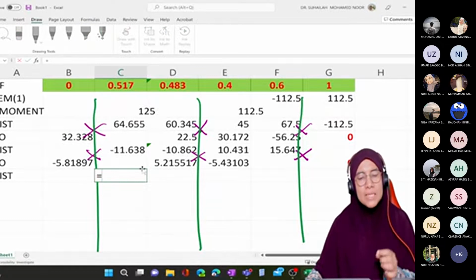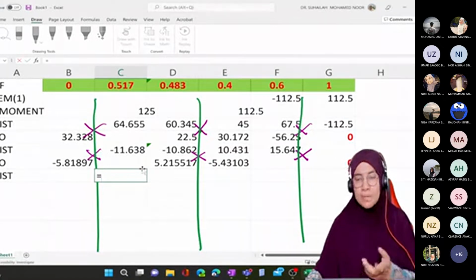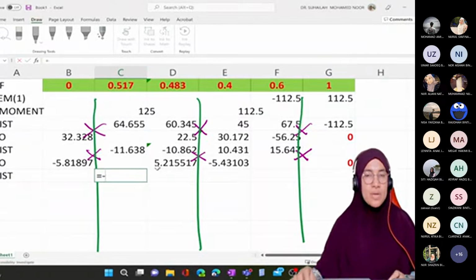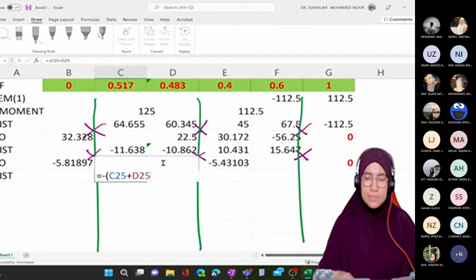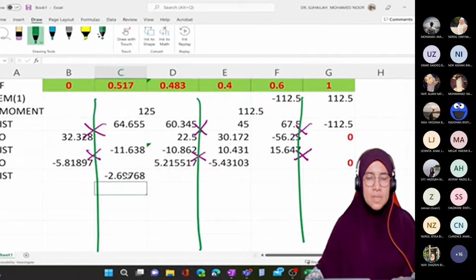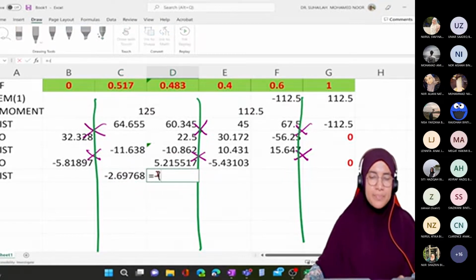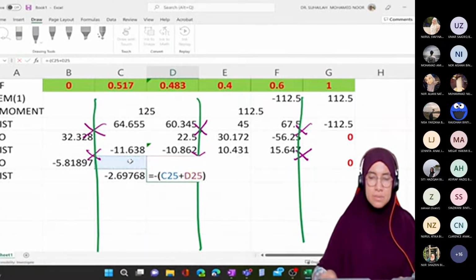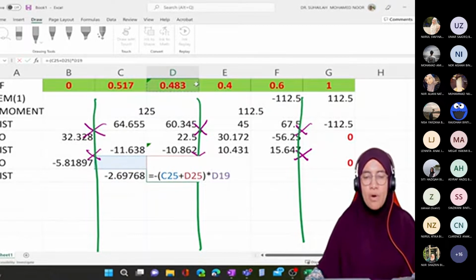It is 0 plus 5.21. Okay, 0 plus 5.21. Opposite, it is negative 5.21. That is why I put negative here. It is 0 plus 5.21 times the factor 0.517. I get this. Negative. It is 0 plus times the factor 0.483.